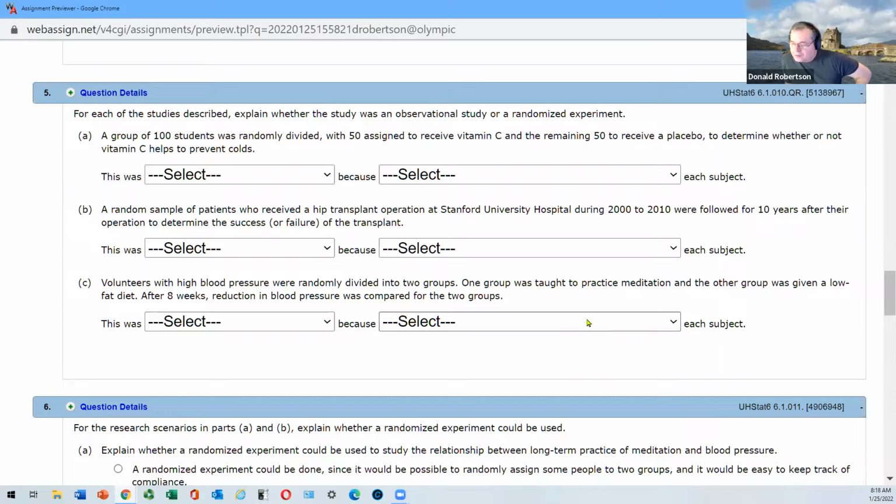Observational or an experiment? Observational. Right. Didn't people who get hip transplants choose themselves to get hip transplants? Yeah. If I wanted to make that experiment, couldn't I go to this class and say, okay, I'm randomly picking half of you get a hip transplant and the other half you're not getting one. And I'm going to watch you lot for 10 years and see what's going on. I mean, I'm not sure what that would compare, but that would be an experiment.